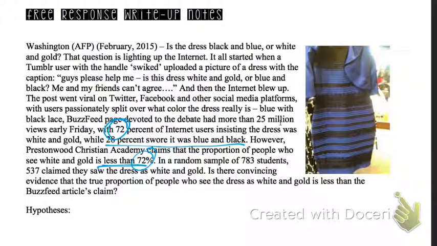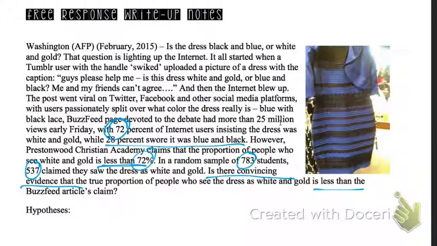In a random sample of 783 students, 537 claimed that they saw the dress as white and gold. Is there convincing evidence, so that's how I know to do a hypothesis test, that the true proportion of people who see the dress as white and gold is less than the BuzzFeed articles claim?